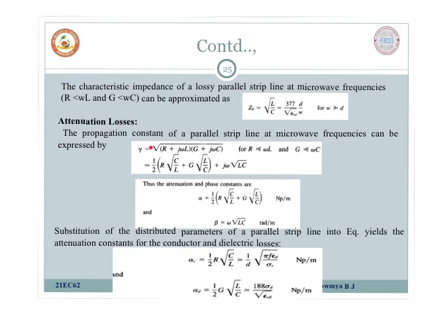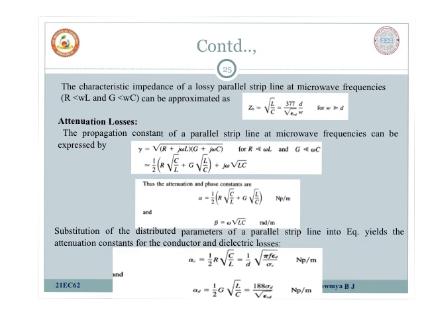The propagation constant of a parallel strip line at microwave frequencies is given by gamma equal to the square root of (R plus j omega L) into (G plus j omega C). For R very much less than omega L and G very much less than omega C, after the substitution of R, L, G and C, it is almost equal to 1 by 2 into R into square root of C by L plus G into square root of L by C plus j omega rho square root of LC.